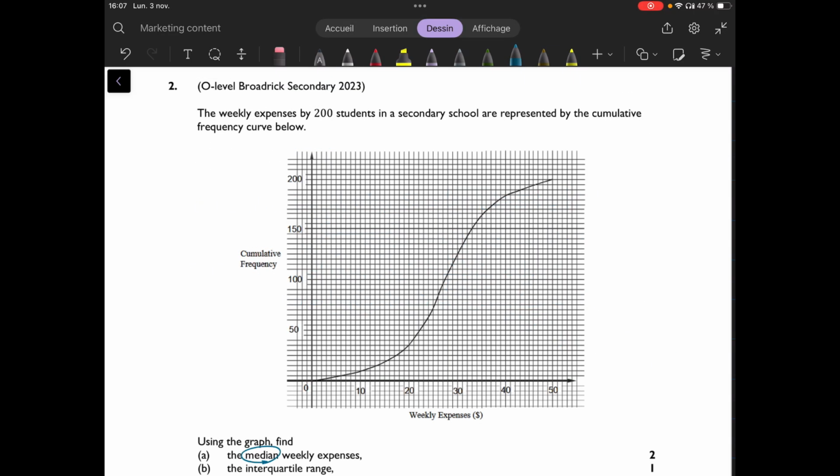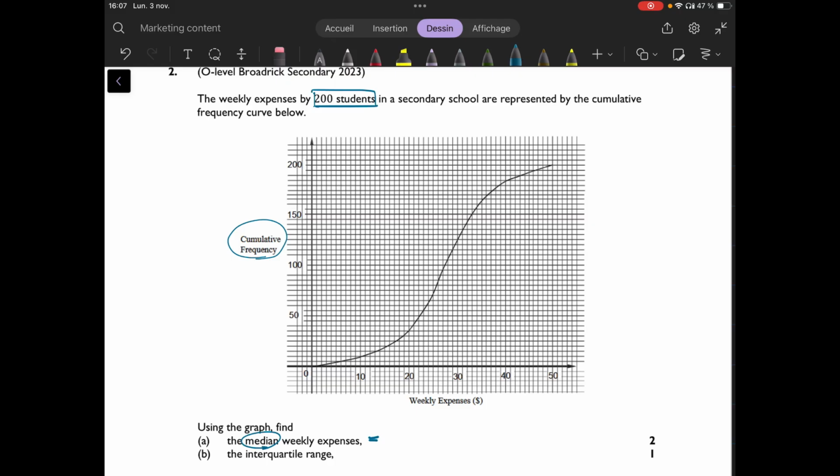In this question, you are given a cumulative frequency curve, and you are asked to find the median weekly expenses. We have a total of 200 students, so the median would be the weekly expenses of the 100th student. So we go to the cumulative frequency, look for 100, find where it intersects the curve, then read off the x coordinates. And you should get around 27 and a half.